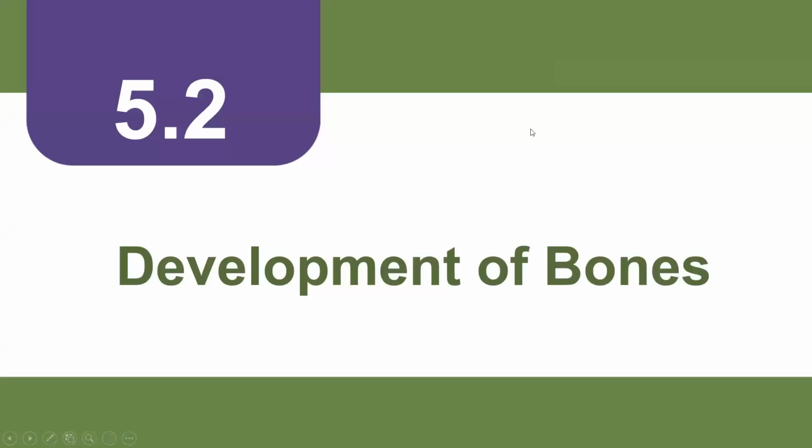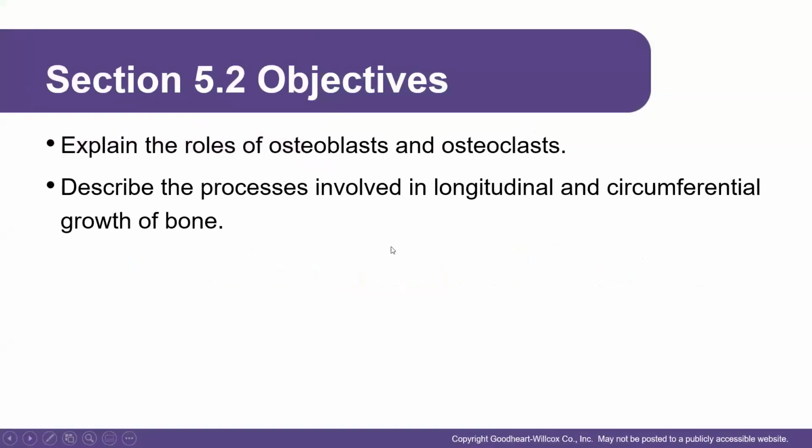Okay, so we're going to talk about how a bone actually grows. We're going to talk about the role of different kinds of cells, the osteoblasts and clasts, and then we'll be able to describe how a bone grows and sort of what will drive the growth or the breakdown.